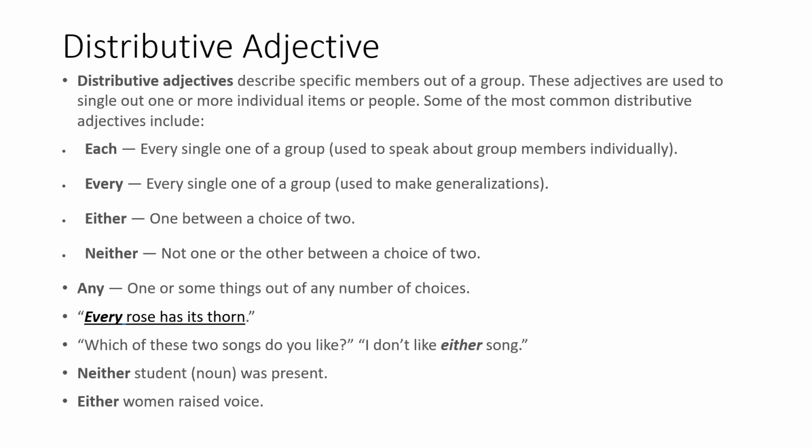Which of these two songs do you like? I don't like either song. Over here we can see that the bold word either is the distributive adjective. In the next sentence, as you can see, neither student was present. Either woman raised her voice. Over here we have neither and either highlighted as distributive adjectives because they are modifying the student and the woman.